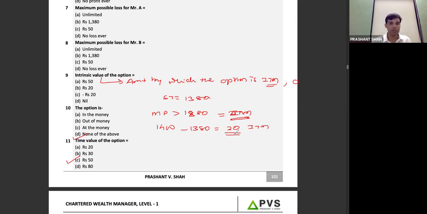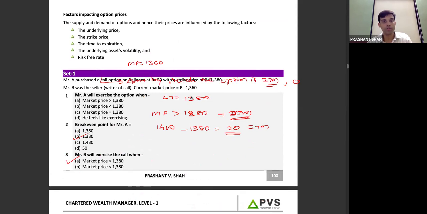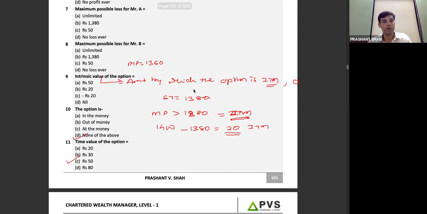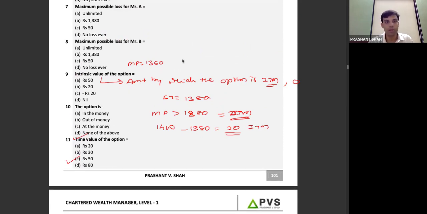So in our case, if we recollect, the market price is 1360. I'll show you where that price is. So look at this. In the question itself, it is 1360. Compare with the strike price, that is 1380. This option is out of the money and hence it doesn't have any intrinsic value. Had it been a price like 1400, then it would have 20 rupees as intrinsic value. So be advised, it is the amount by which the option is in the money, otherwise zero.